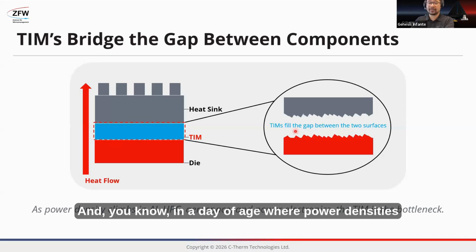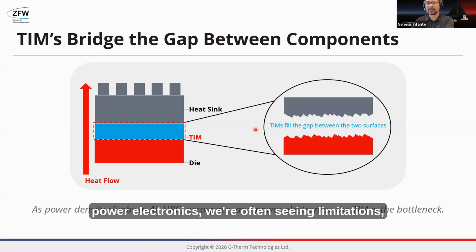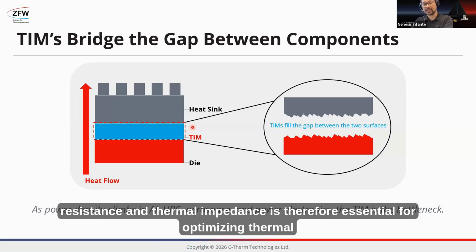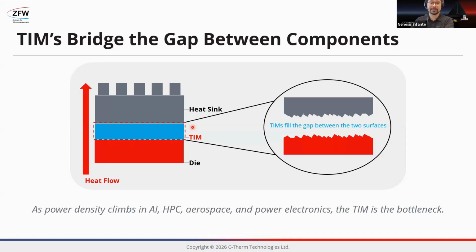And in this day and age, where power densities continue to increase across applications such as AI, high performance computing in data centers, aerospace, and power electronics, we're often seeing limitations where the overall system has issues cooling down. So understanding and accurately measuring TIM thermal resistance and thermal impedance is essential for optimizing thermal management and ensuring reliable device operation.